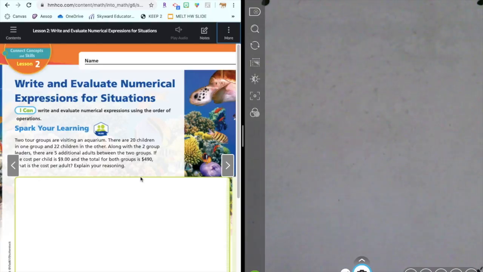It says 2 tour groups are visiting an aquarium. There are 20 children in one group and 22 children in the other group. Along with 2 group leaders, there are 5 additional adults between the 2 groups. If the cost per child is $9 and the total for both groups is $490, what is the cost per adult? Explain your reasoning.